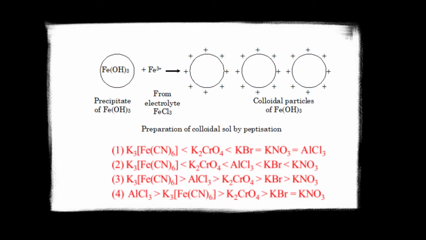We know from Hardy-Schulz rule the coagulation power of the anion follows the charge order: [Fe(CN)6]3- greater than chromate 2- greater than monovalent anions, chloride equals bromide equals nitrate. Higher the coagulation power, lower will be its flocculation value. So hence the order would be the exact reverse: chloride, bromide and nitrate all are equal, less than chromate, less than [Fe(CN)6]3-. Option is alpha.